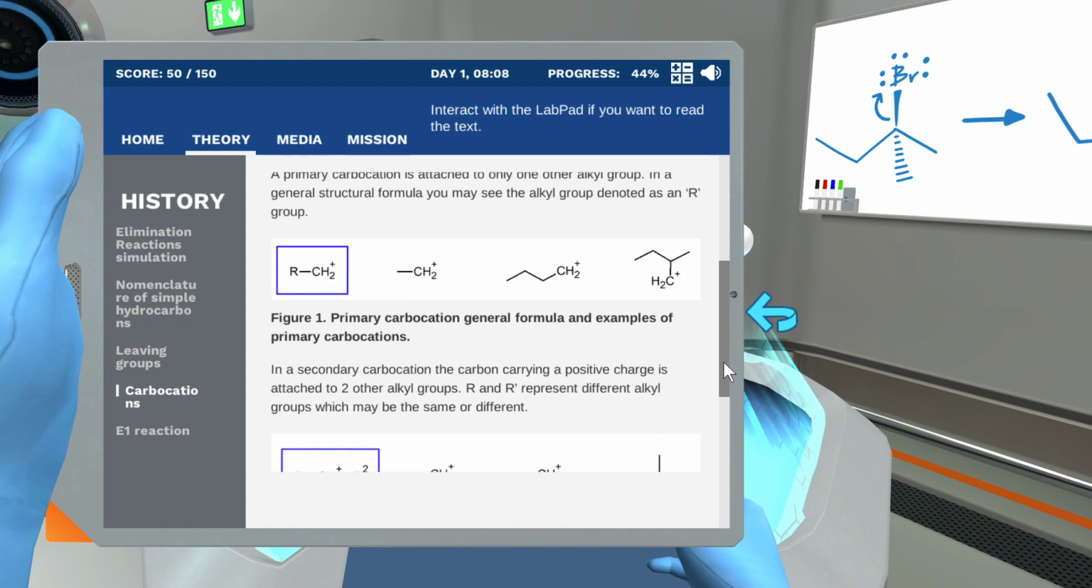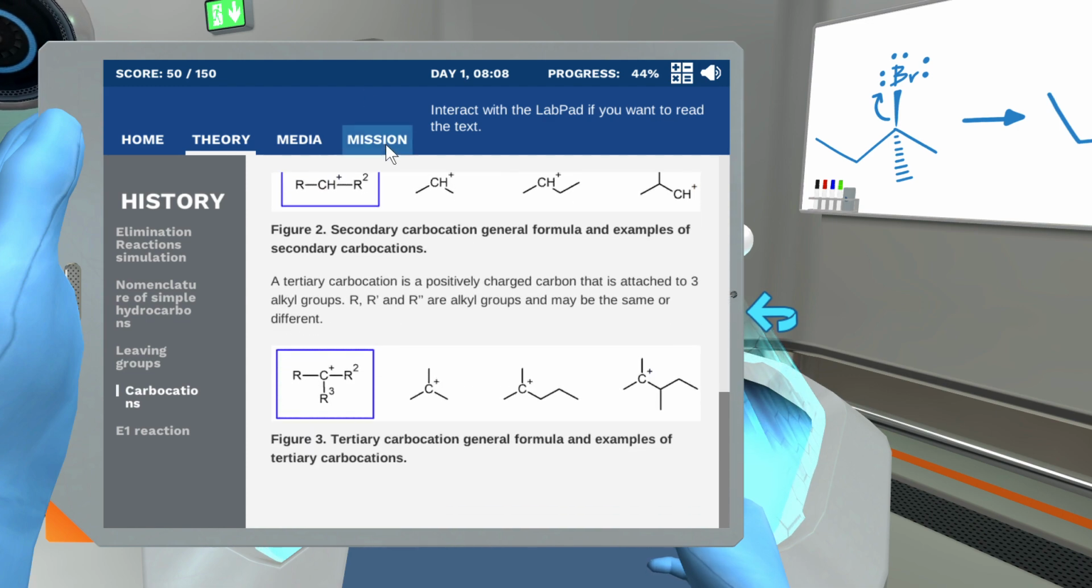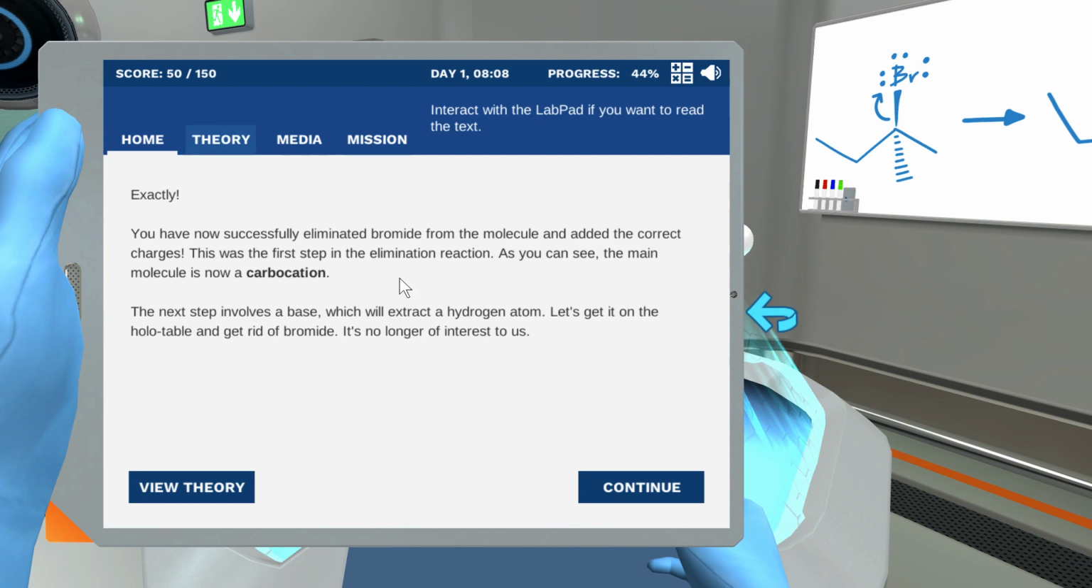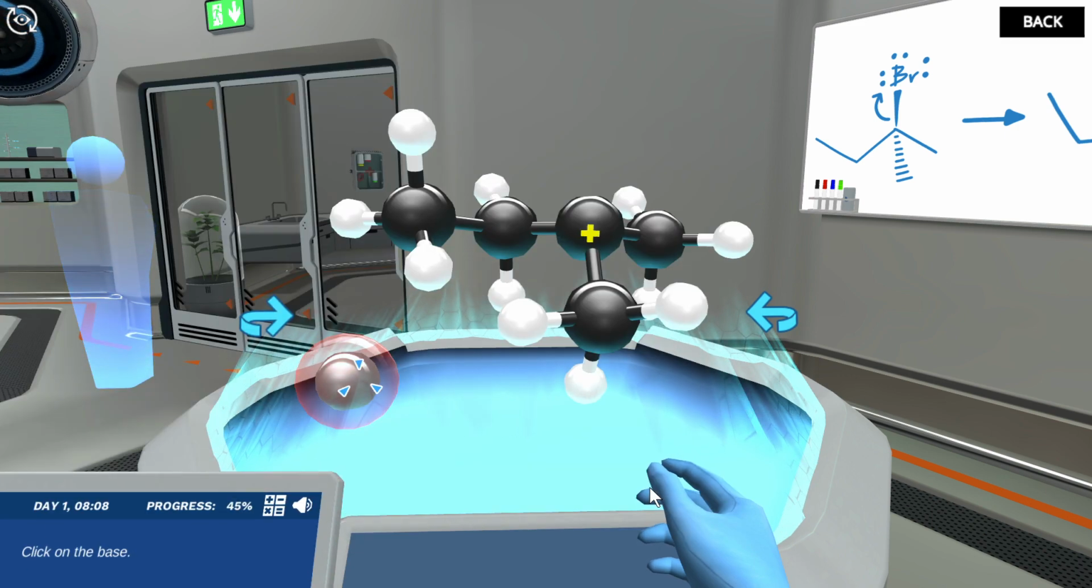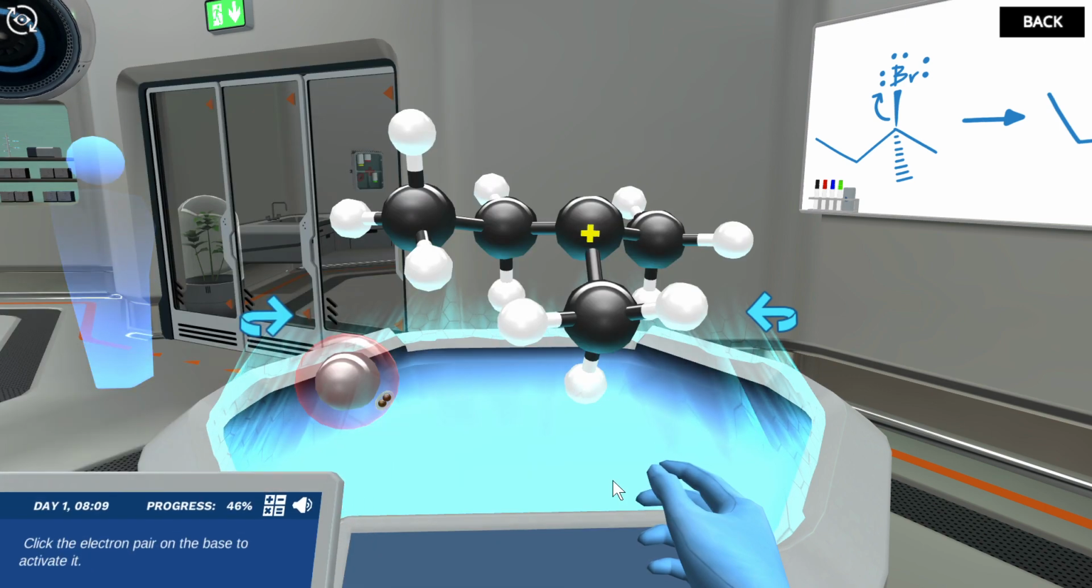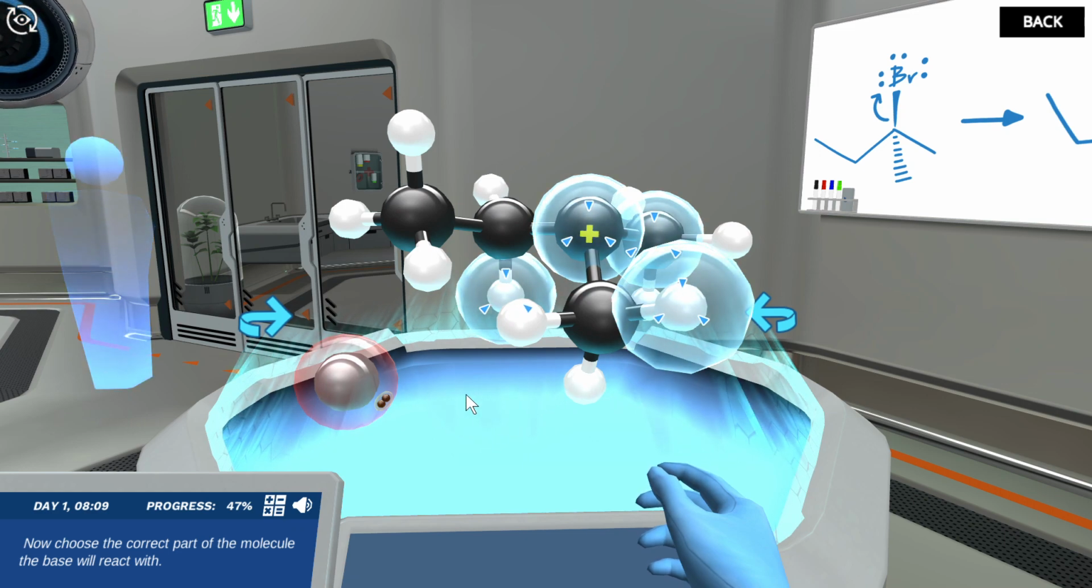The next step involves a base, which will extract a hydrogen atom. Let's get it on the hollow table and get rid of bromide. It's no longer of interest to us. Click on the base. Great. The carbocation we've created is not stable, and it really wants to react. Click the electron pair on the base to activate it. Now choose the correct part of the molecule the base will react with.